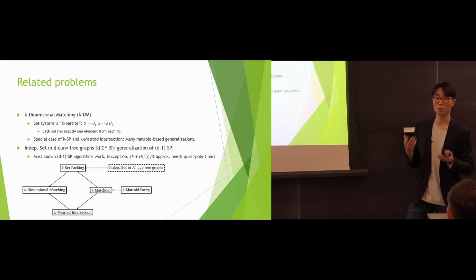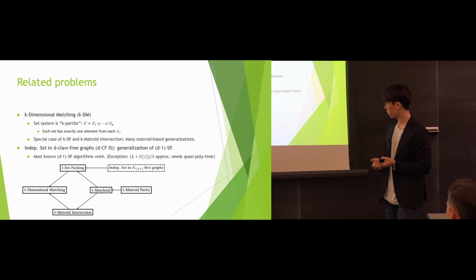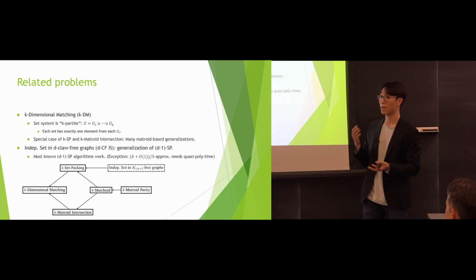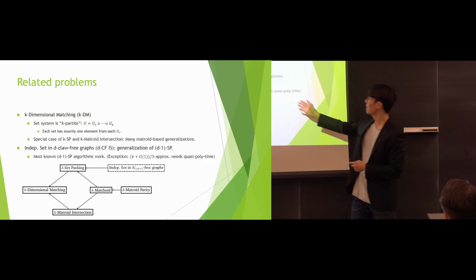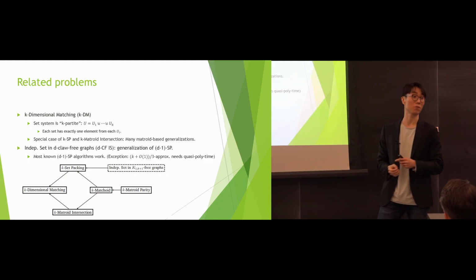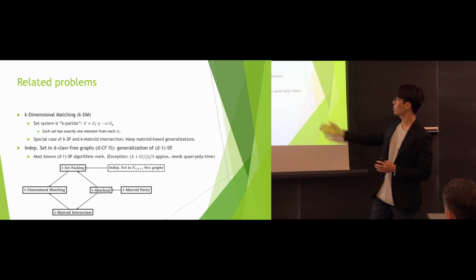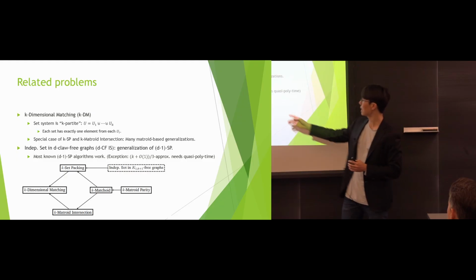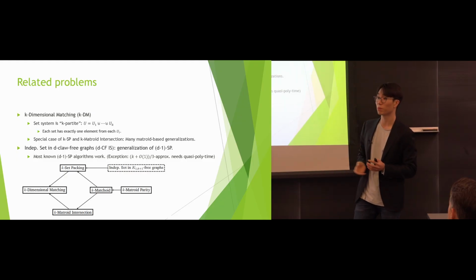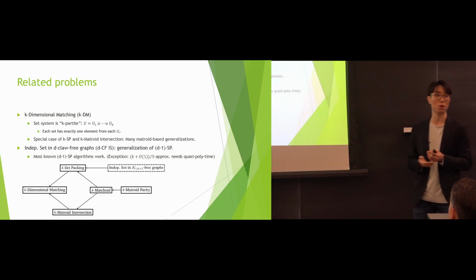Okay, so this shows that the graph representation of k-set packing will not have a (k+1)-claw. So that's why the claw-free independent set is a generalization of k-set packing. It's a slightly more general problem, but most of the algorithm I told you about in the last slide still works.